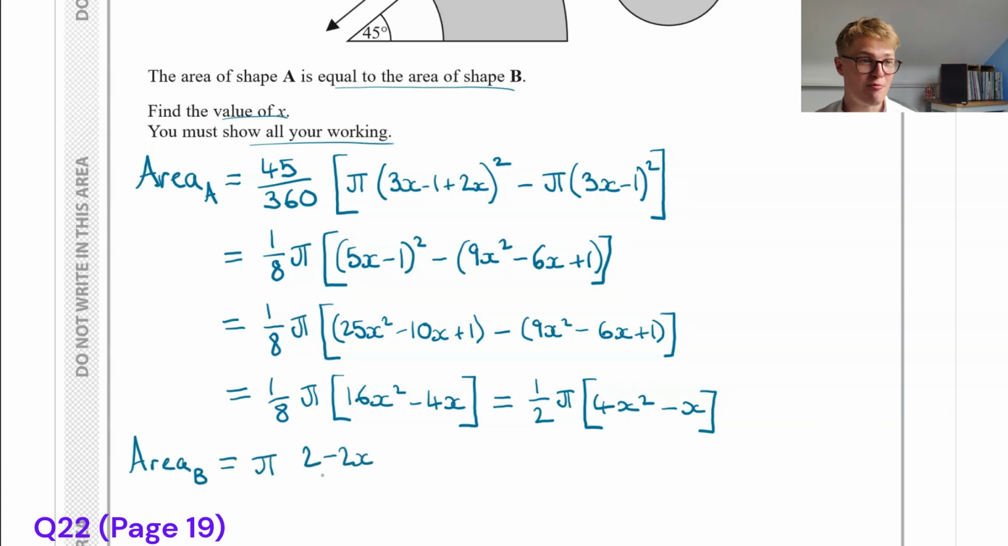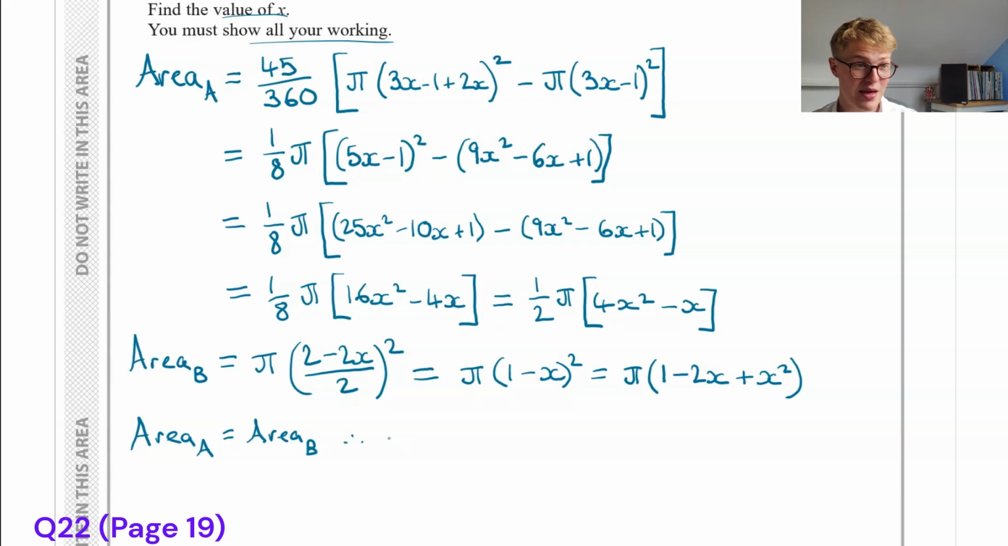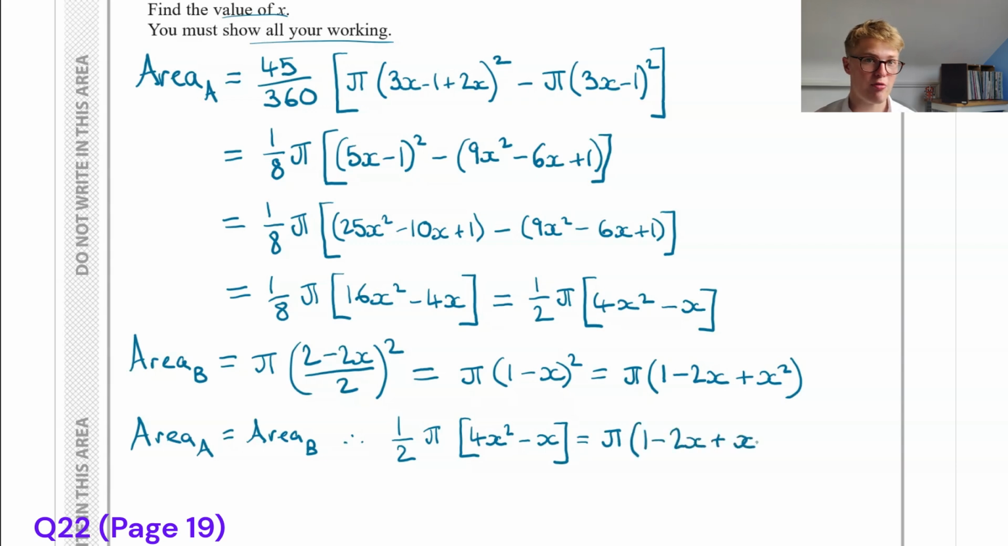Now we need to find the area of B, and we're given the diameter, so we need to divide this by 2 to get the radius. So we do pi times ((2 - 2x) / 2)². This gives us pi times (1 - x)², and this expands to pi times (1 - 2x + x²). The area of A is equal to the area of B, so therefore a half pi times (4x² - x) is going to be equal to pi times (1 - 2x + x²).